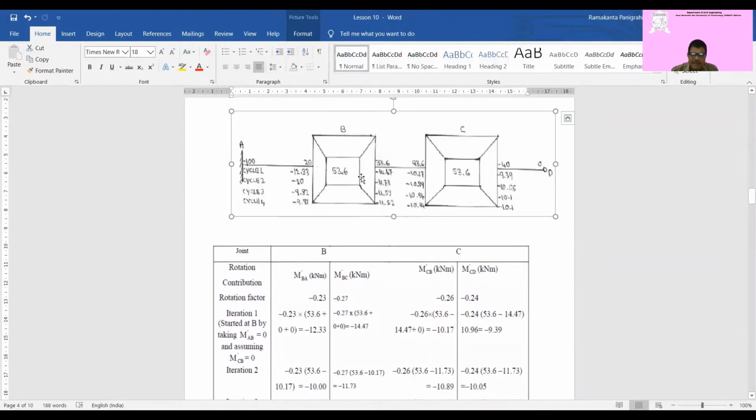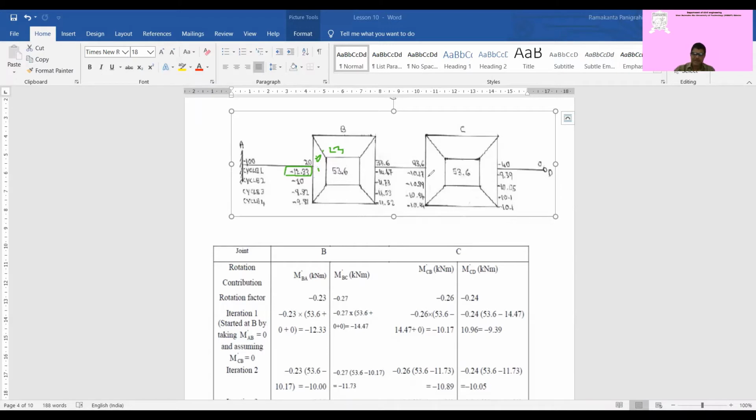As I have told, you write these values 53.6, this 20, and write the rotation factors here: minus 0.26, minus 0.24, minus 0.23, whatever values are given. Now in the first cycle, how will you calculate this value? This is equal to the rotation factor, minus 0.23, multiplied by the joint fixed end moment 53.6 plus the contribution from this end, which is 0. That has to be assumed in the first cycle.